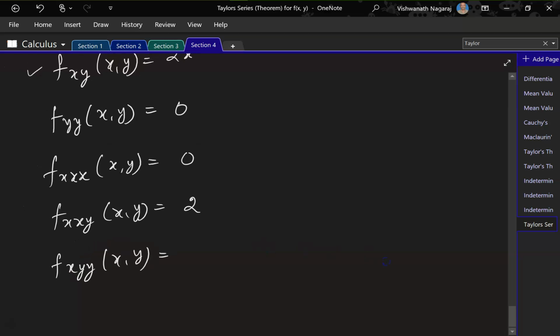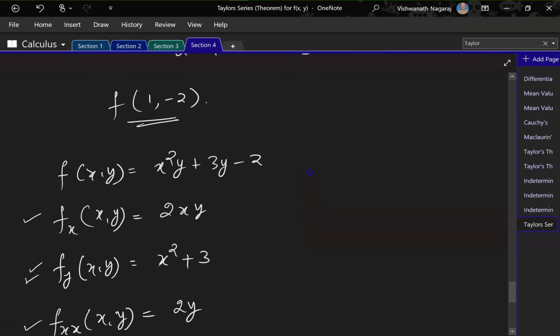Fxyy. So for fxyy, we already have fyy. Differentiate with respect to x, 0. Fyyy. Now here fyy we already have. So doing it again, we get 0.